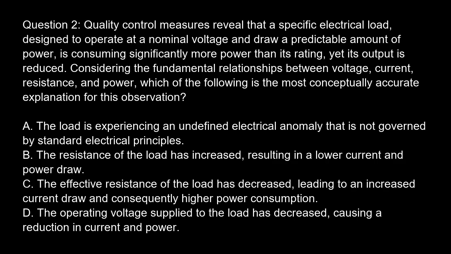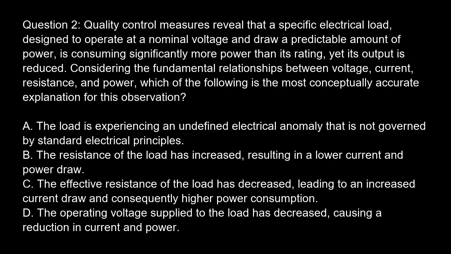Question 2. Quality control measures reveal that a specific electrical load, designed to operate at nominal voltage and draw a predictable amount of power, is consuming significantly more power than its rating, yet its output is reduced. Considering the fundamental relationships between voltage, current, resistance, and power, which of the following is the most conceptually accurate explanation for this observation? Option A.